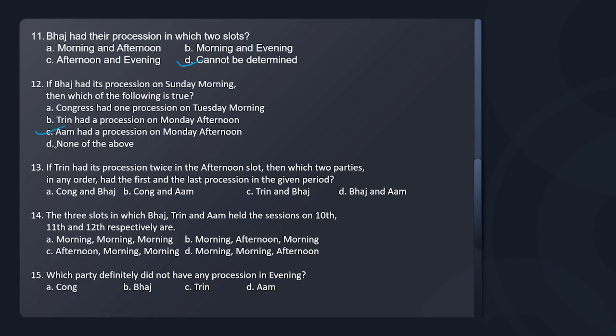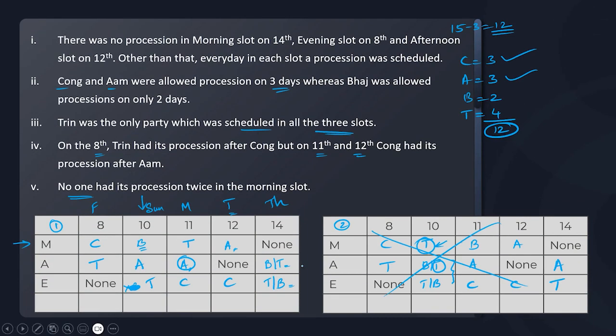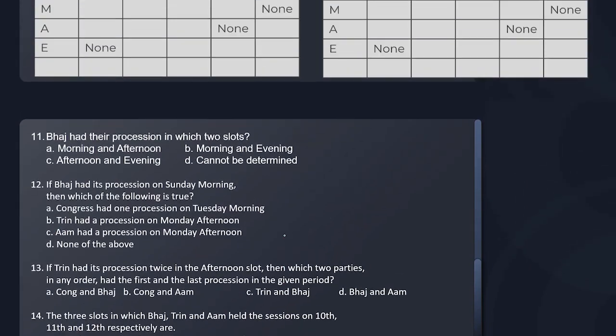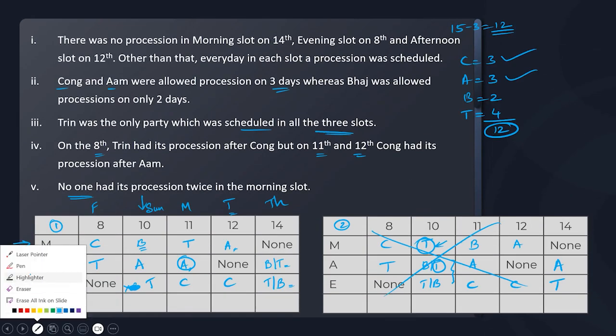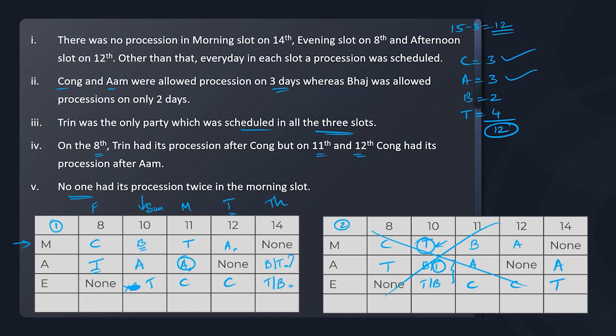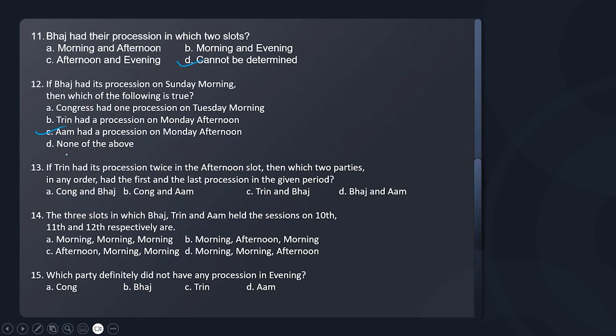If T had its position twice in the afternoon slot, then which two parties, in any order, had the first and the last positions? So first, we are fixing T in two afternoon slots. So we are looking at T being present in two afternoon slots. Already one afternoon slot is here. So this means this has to be T, this has to be B. So first is C, ending is B. So C and B are the first and last. So the correct answer is C and B.